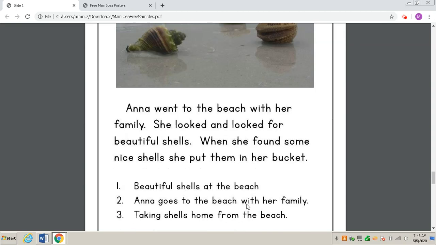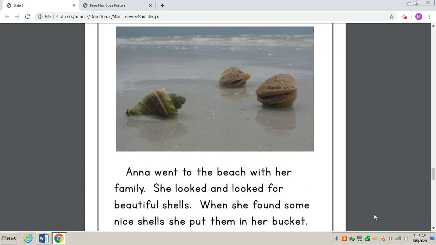So we have to decide which one of these is the main idea. Is the main idea the beautiful shells at the beach? Is the main idea about Anna goes to the beach with her family? Or is the main idea taking shells from the beach? So here is kind of tricky because if I just look at the picture, it doesn't have a picture of Anna and her family. It has a picture of just the shells.